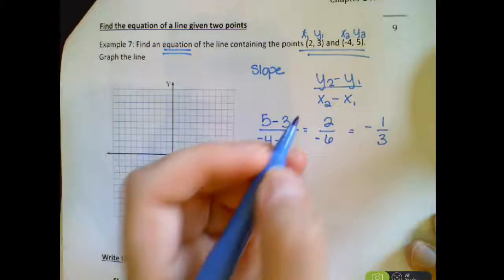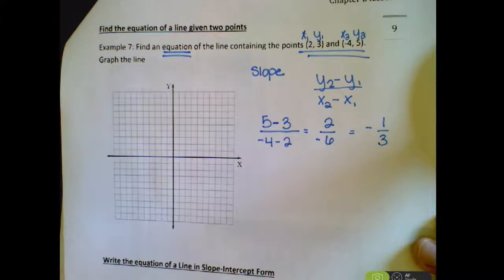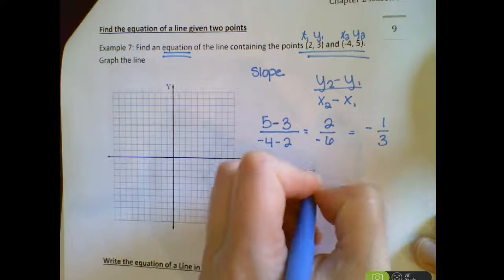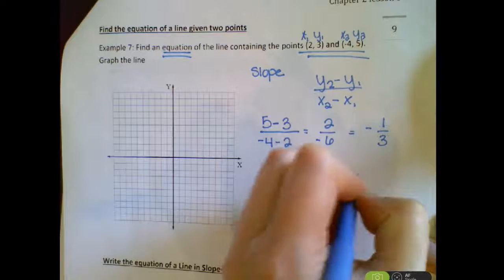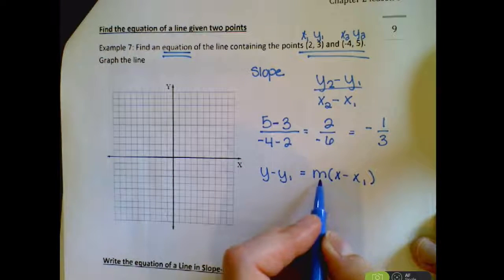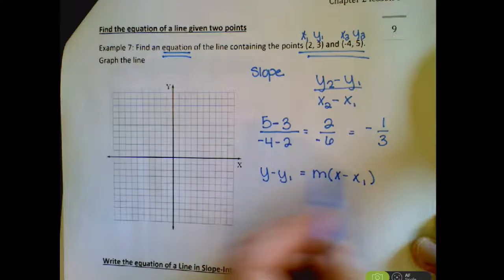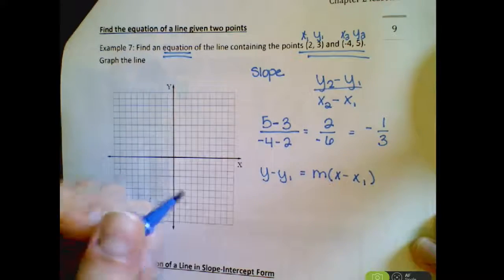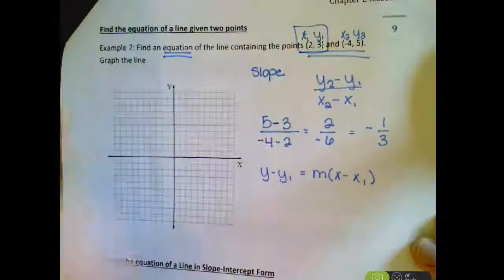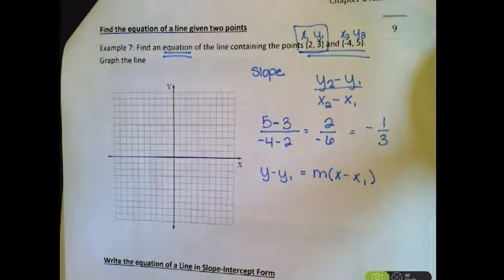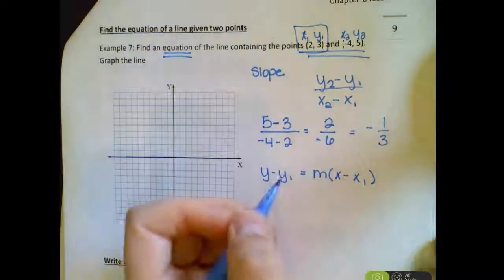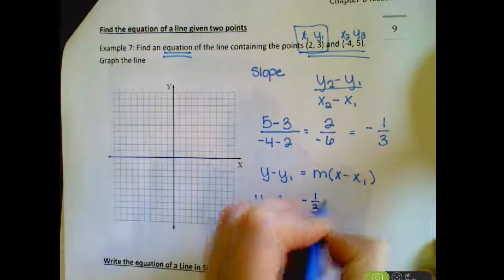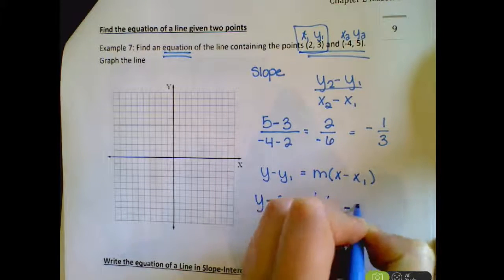Now I'm going to use our point slope form, which is y minus y1 equals m times x minus x1. We now know what our m is, and we can choose either one of these points to substitute in for our y and our x. I'm just going to continue with this one for no other reason than it's what I already had listed before. y minus 3 equals negative 1/3 times x minus 2.